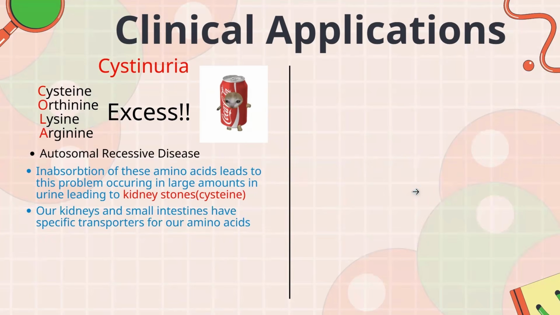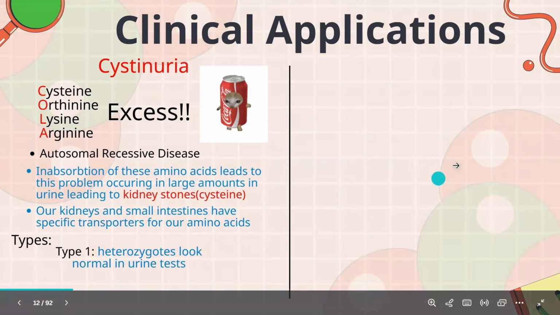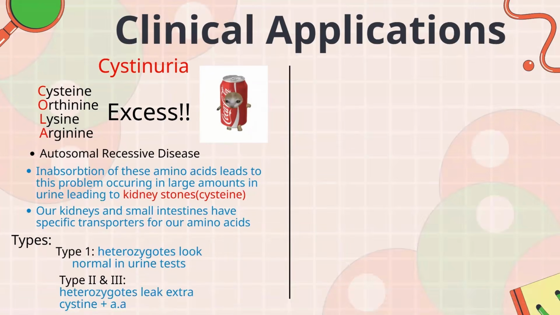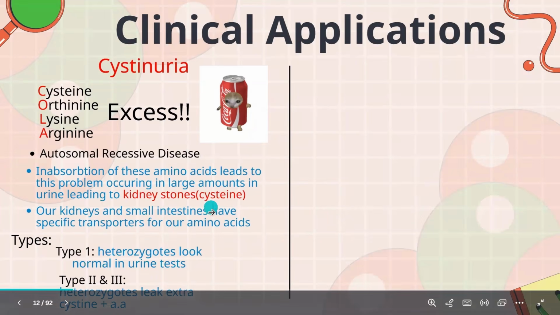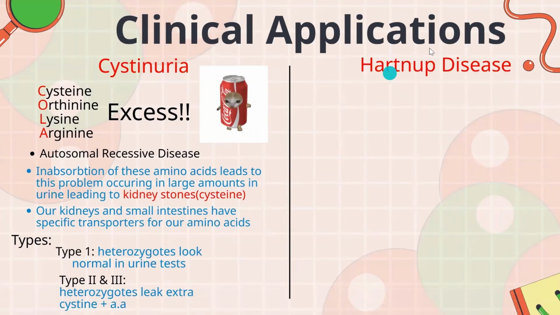Our kidneys, and also the small intestines, have specific transporters for amino acids, if you remember from the GIT. The types we need to know here are that type 1 heterozygotes look normal in urine tests, and types 2 and 3 heterozygotes leak extra cysteine and amino acids. So which one is more dangerous? Obviously type 1, because you might not know that you have cystinuria by the shelf. The second clinical application we'll talk about is Hartnup's disease.